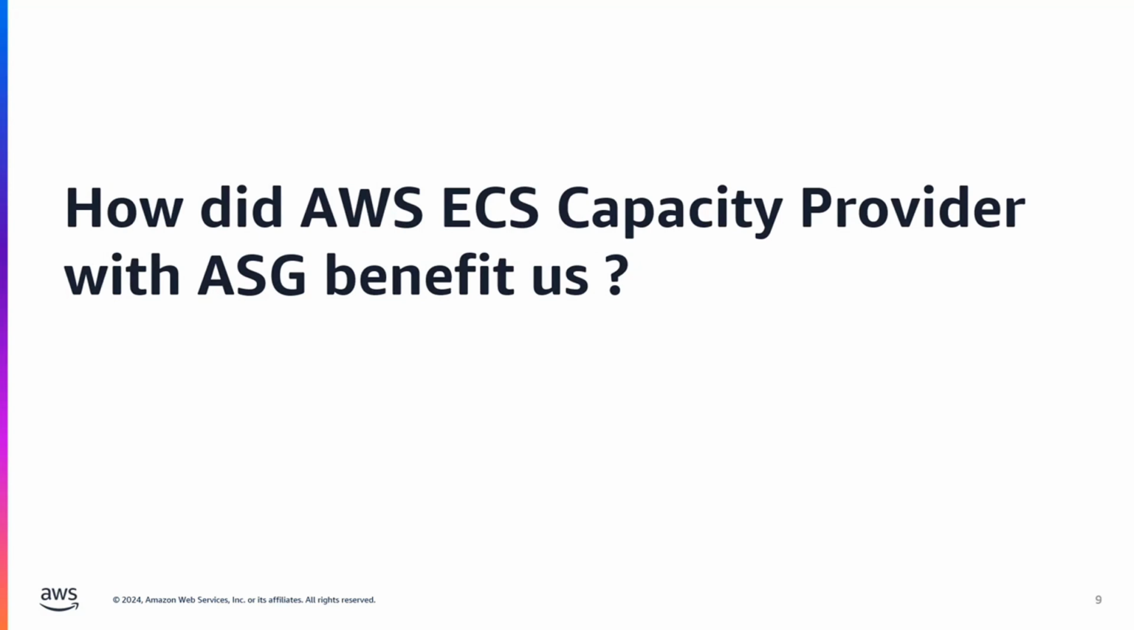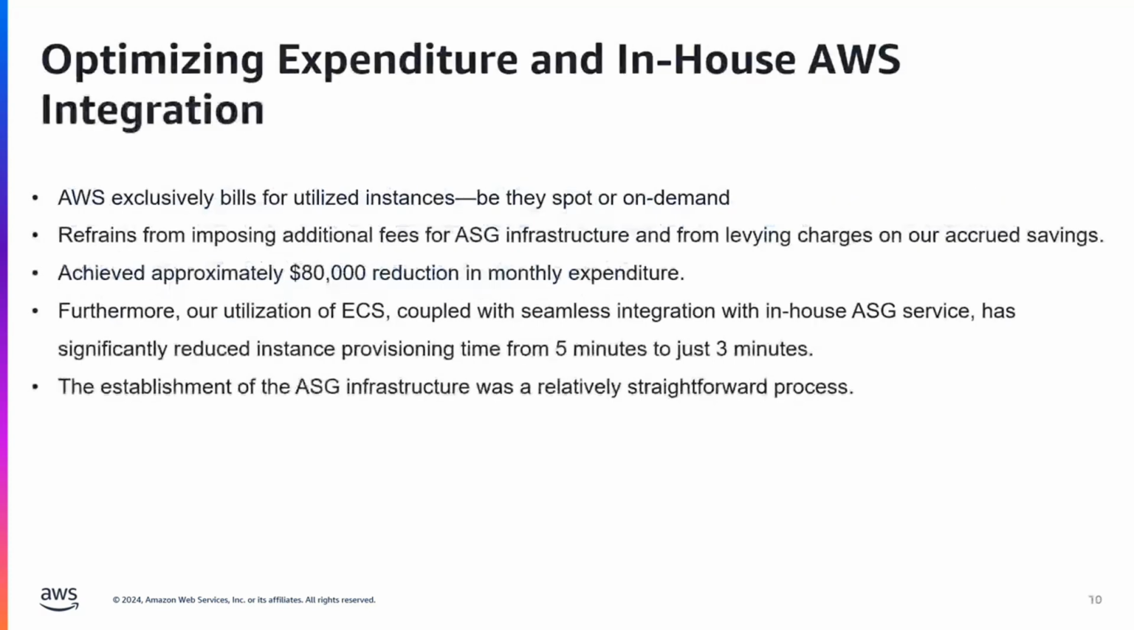So, how did AWS ECS Capacity Provider benefit us? AWS, unlike the third-party solution, exclusively bills you for your utilized instances, be they spot or on-demand. It will not add any additional cost for running your ASG or ECS infrastructure, and there are no charges related to your accrued savings. This achieved for us approximately an 80,000 reduction. Again, these are last year's numbers, so it's even more as the exchange has grown significantly.